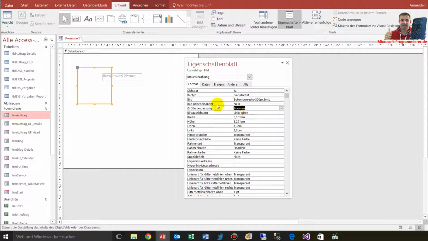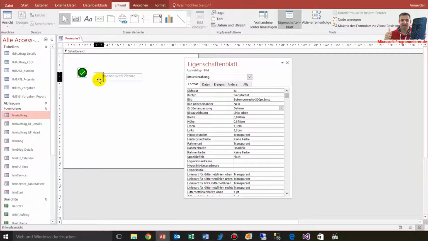And then at the sizing here, zooming is also not allowed anymore. It's only stretching or just cutting. So this is cutting and there is stretching this file, that's allowed, but zooming is not allowed anymore.